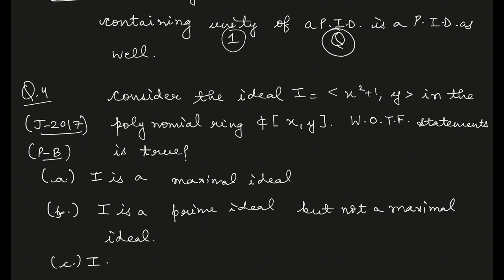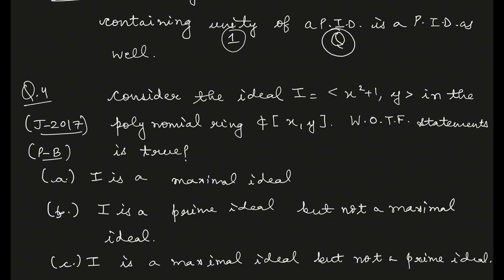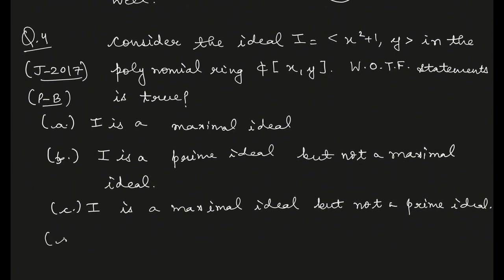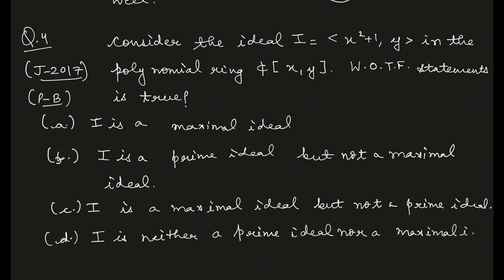Option C, I is a maximal ideal but not a prime ideal. Option D, I is neither a prime ideal nor a maximal ideal.